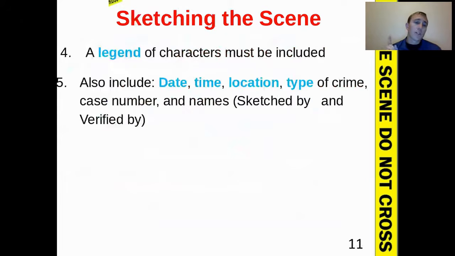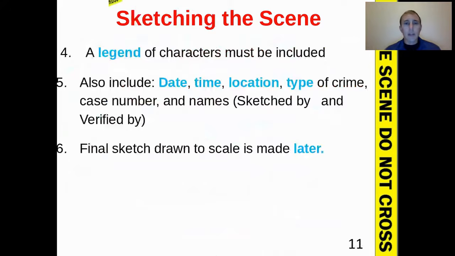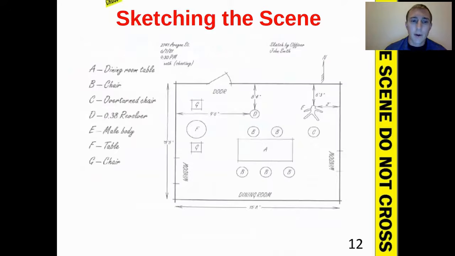So we also must include the date of the crime, the date that the sketch was made, the time that the sketch was made, and the time of the crime, the location that the crime took place at, the type of crime, and then case number, and then any names. So who created the sketch, and then once the sketch is completed, another person would need to verify it. So typically, a final sketch is going to be made using a computer program to make it a little bit more organized and make it look a little bit more neat for a trial later on.